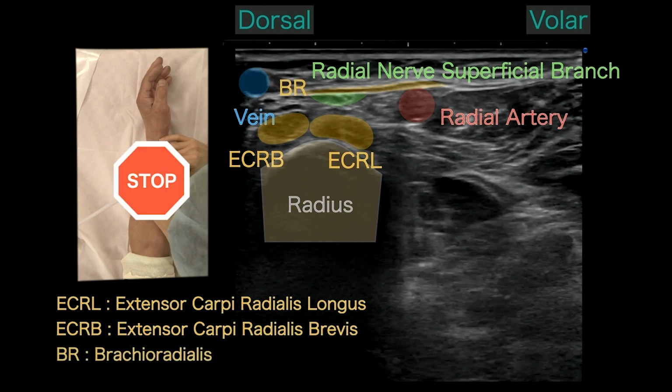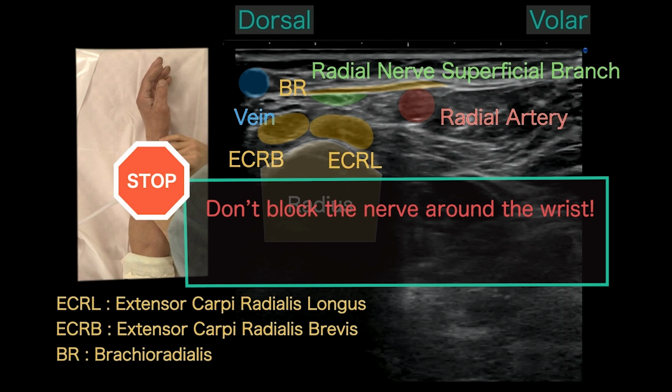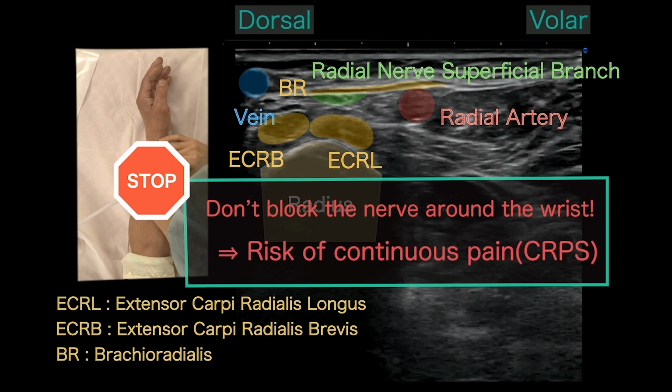Important caution: do not block the radial nerve in this area. Although the nerve can often be identified here, it lies between rigid structures like fascia and tendons. Injury to the nerve in this area can cause persistent pain for the patient. Again, avoid performing nerve blocks in this region.